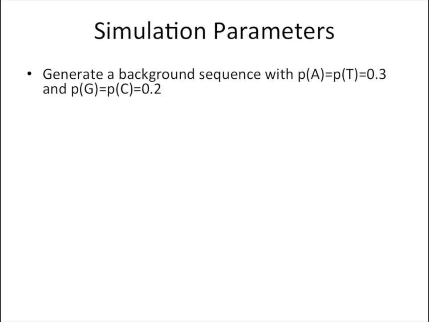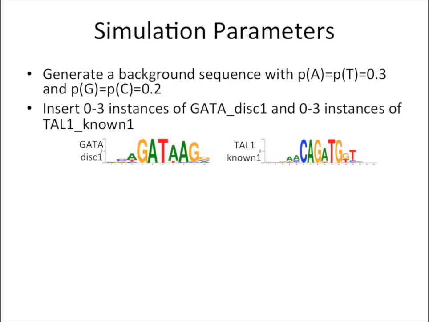The specifics of our simulation parameters are as follows. For our background sequence, we will sample an A or a T with 60% probability, and will sample a G or a C with 40% probability. In genomics terminology, we will generate a sequence with 40% GC content. Into this background sequence, we will insert 0 to 3 motif instances sampled from the GATA_disk1 PWM and 0 to 3 motif instances sampled from the tal1_known1 PWM, which were obtained from the ENCODE consortium.